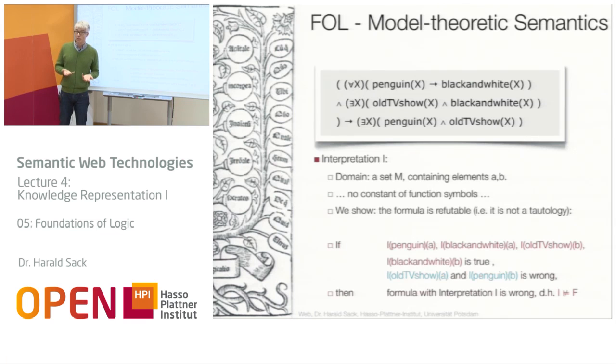So in daily life, for us, it's pretty obvious. Of course, penguins are black and white, some TV shows are black and white, but this is not the reason that some penguins might be also an old TV show. So this is quite obvious. But if you find an interpretation, it means here an assignment that is consistent and that computes false for this formula, then you have formally proven in an automated way that this assertion or this statement really is wrong. And this is a nice thing.